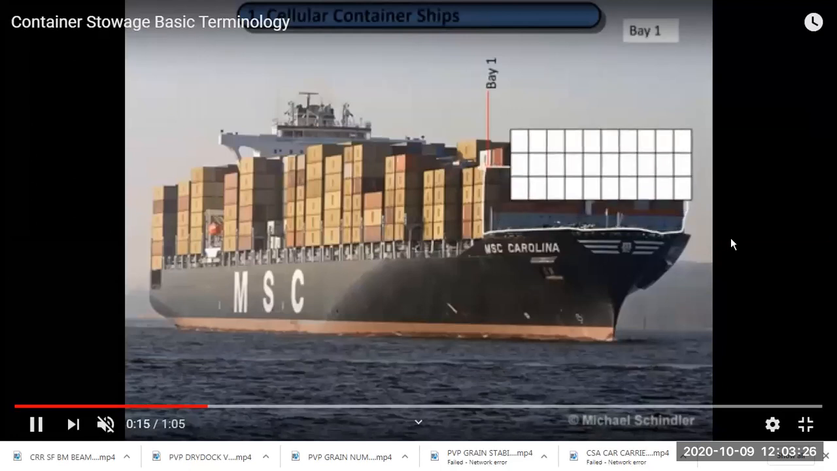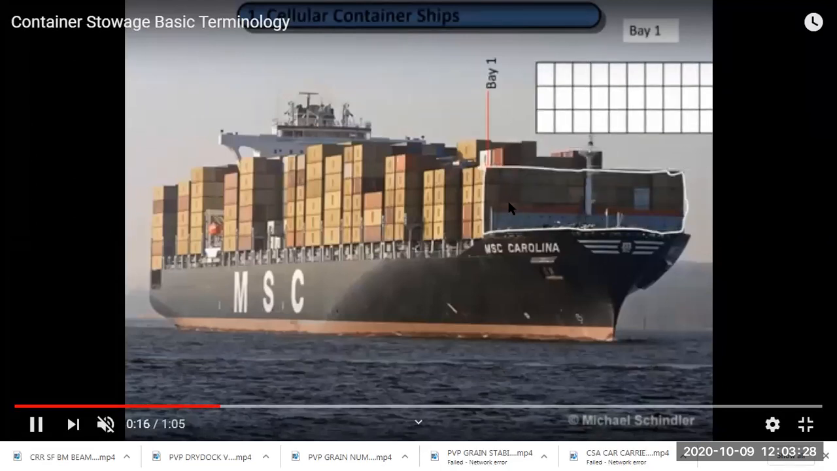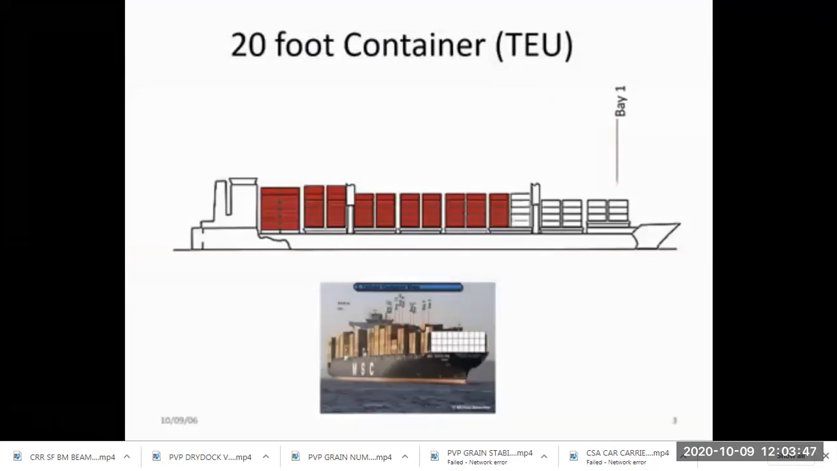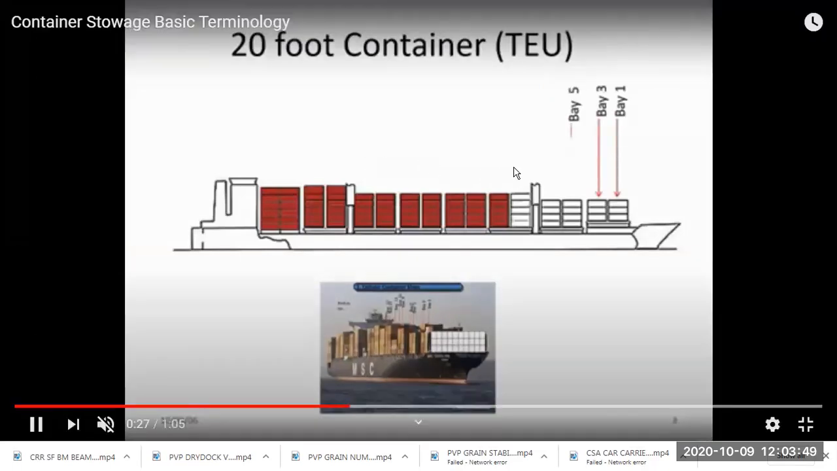So this is the first bay from port to starboard, the first section of a 20-foot container. So like this, for each 20-foot, we have bay 1, bay 3, bay 5, uneven numbers, 7, 9, 11. So these are all 20-foot containers. You can see they are put in each bay, bay 15, bay 17. So like this, for each 20-foot container, we have the numbering bay 1, bay 3, bay 5, bay 7, bay 9, like that.